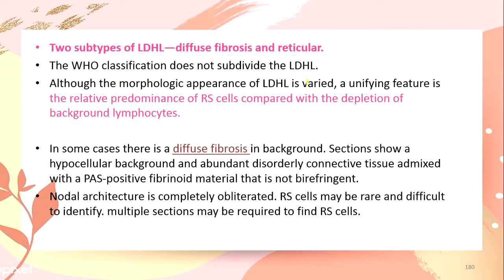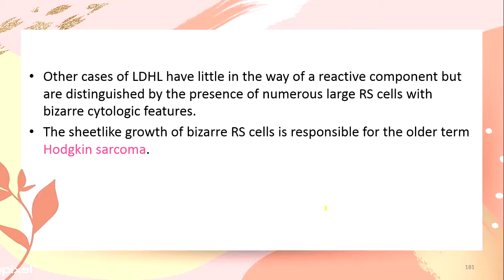The morphologic appearance is varied, but the unifying feature is predominance of RS cells compared with the depletion of background lymphocytes. When there is diffuse fibrosis, the background is hypocellular and contains connective tissue admixed with PAS positive fibrinoid material that is not birefringent. Nodal architecture is completely obliterated as there is fibrosis. RS cells are rare and difficult to identify. In this type of diffuse fibrosis, multiple sections may be required to find the RS cells.